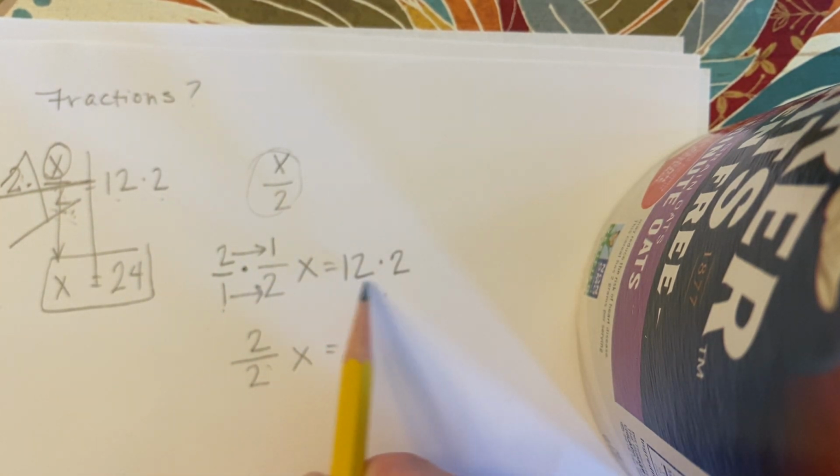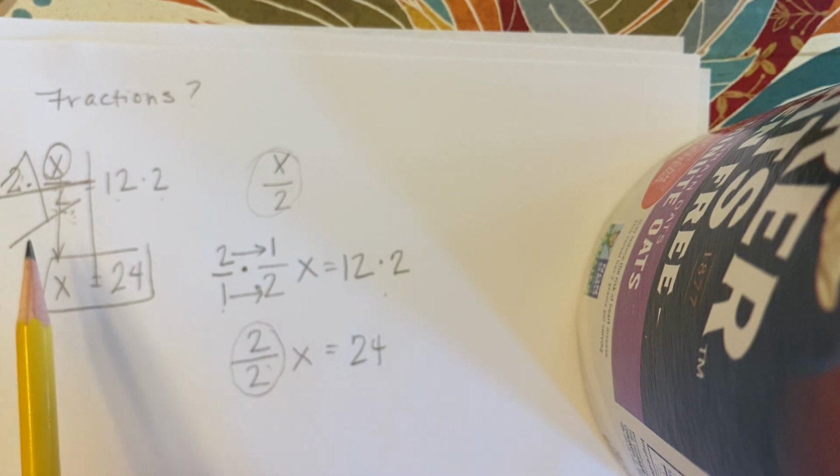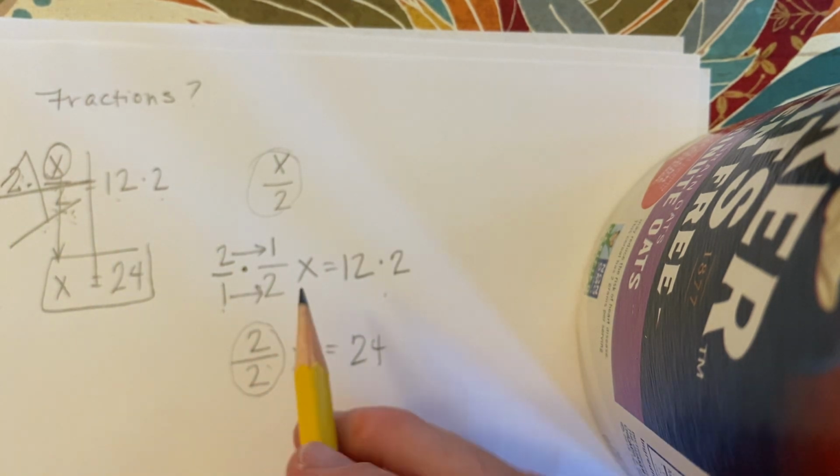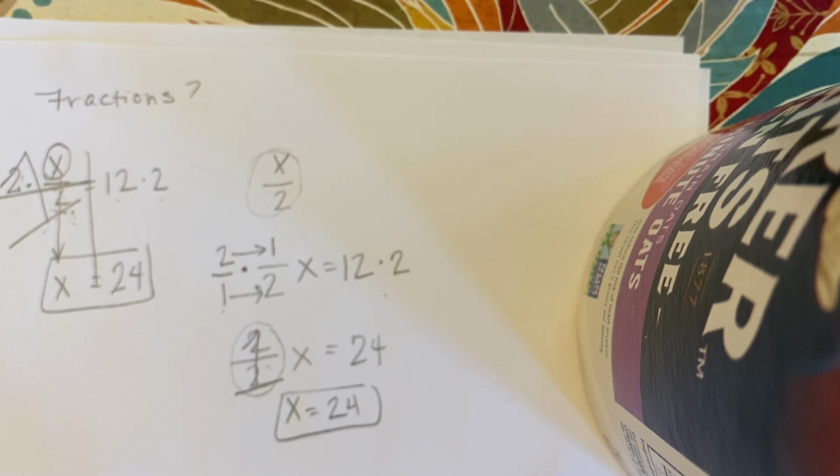Okay, on the right side, that's going to be 12 times 2, which is 24. And look, there's the 1 that I was looking for. It looks just like this 1. Okay, there's the 1 I was looking for. It's 1x. Okay, so that still works. X equals 24. Okay, so what is this business where we multiply by this fraction upside down?